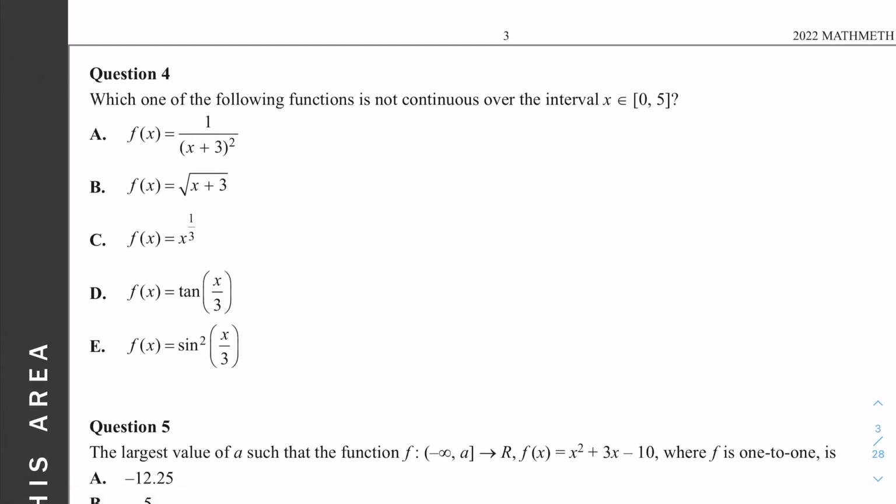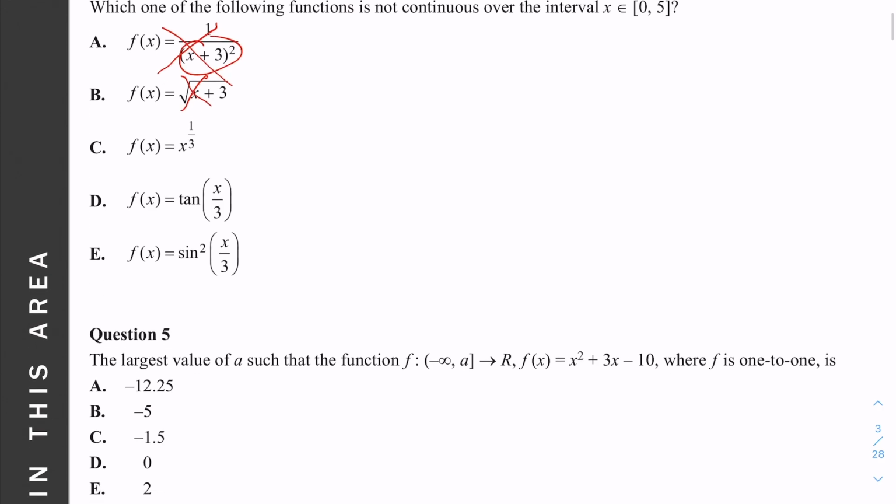Alright, which of the following functions is not continuous over the interval x between 0 and 5? So this one has an asymptote at x equals -3, but that's outside of that domain. This one also, from -3 to -infinity isn't defined, so that's outside as well. This never has an asymptote, it's always defined. This one, tan graph, has asymptotes, I'm assuming it would be that. Sine graph has no asymptotes, so it's always defined. So I guess it's D.